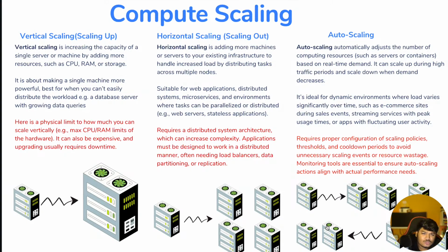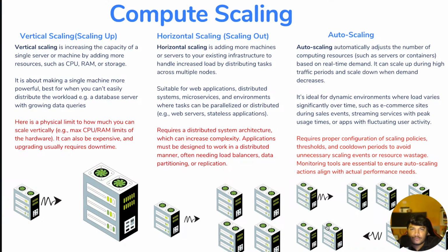Okay. So what are the different types of compute scaling? There are mainly two types. The first one is vertical scaling, and the second one is horizontal scaling. Let's talk about vertical scaling first. What is vertical scaling? Vertical scaling, or we call it scaling up, means increasing the capacity of a single server. It's not by adding more servers. It's just whatever server you have. Maybe you have one server with 2 CPUs and 2 GB RAM.